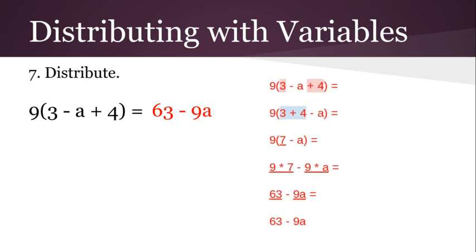Here we see the same example again, where we have highlighted up at the top 3 and plus 4. So we can combine those within the parentheses to get 7 minus a within the parentheses. We then use distributive property to multiply 9 times 7 and 9 times a. And since we can't go any further in finding the difference, our end expression is 63 minus 9a.